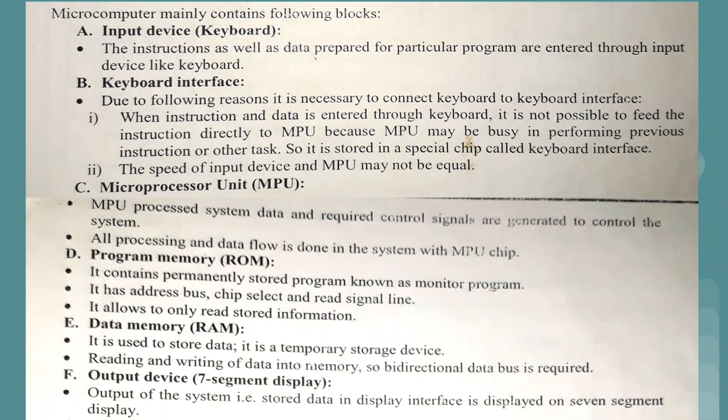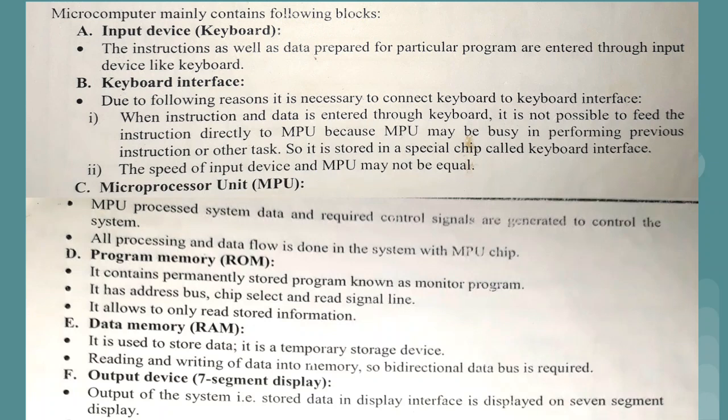Then the next block is program memory, called ROM, and data memory, called RAM. Basically, when we store the program, it is stored inside ROM, and when we store the data, it is stored inside RAM.